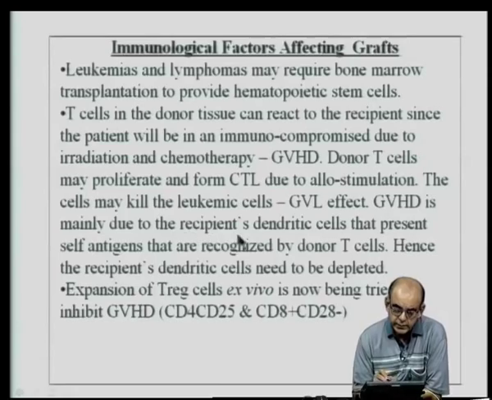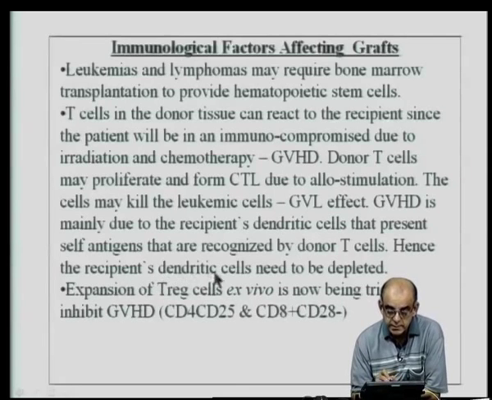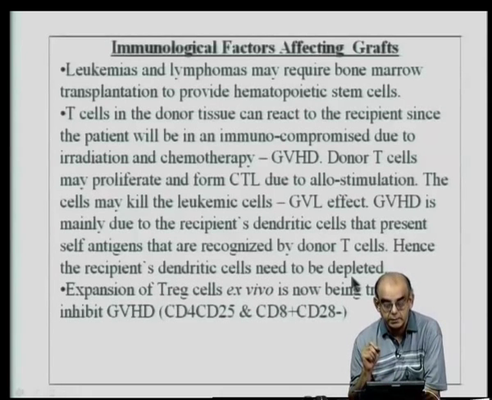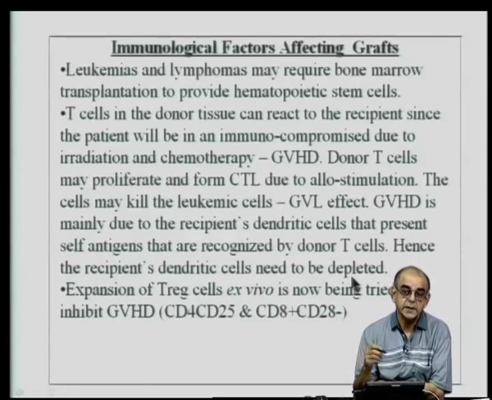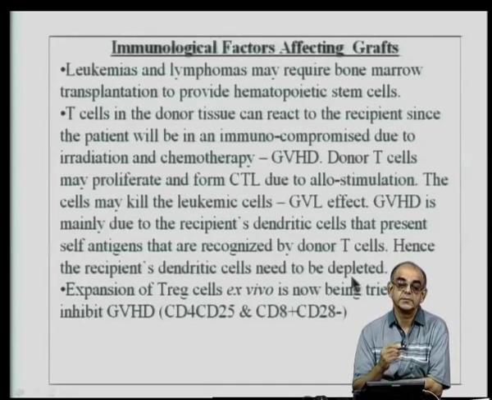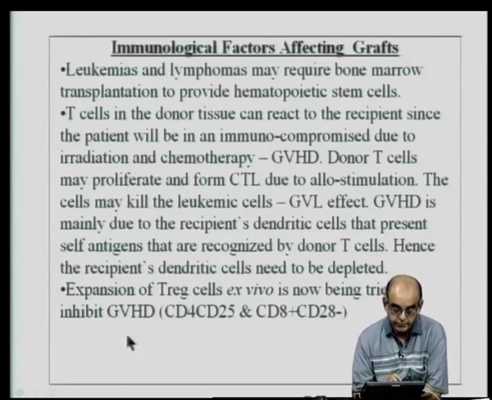GVHD is mainly due to the recipient's dendritic cells. So, the host dendritic cells take up some of the antigens from the grafted tissue and present it to the donor T cells. Hence, the recipient's dendritic cells need to be depleted. So, these are all the strategies that one follows during these kind of transplantation, bone marrow transplantation procedures.